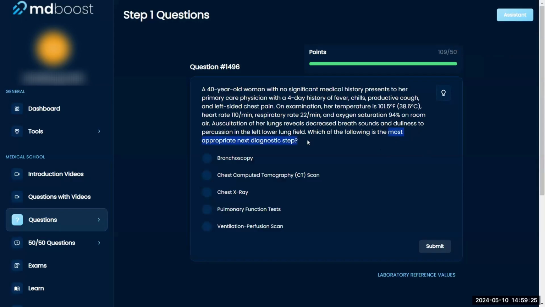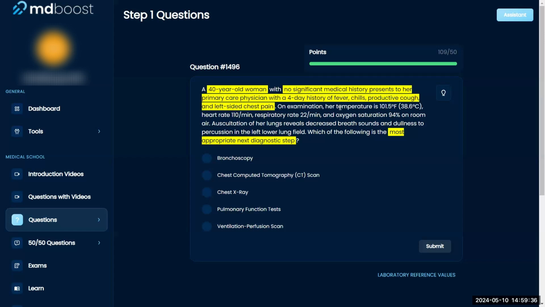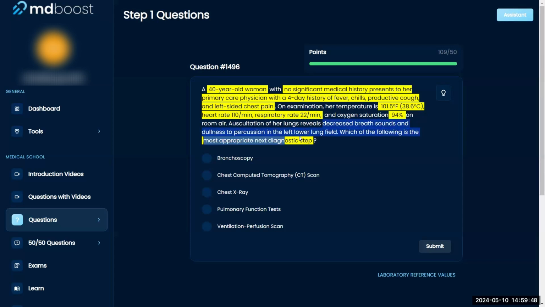Okay, which of the following is the most appropriate next diagnostic step? A 40-year-old woman with no significant medical history presents to her primary care physician with a 4-day history of fever, chills, productive cough and left-sided chest pain. On examination, her temperature is 101.5, heart rate 110, respiratory rate 22, and oxygen saturation on room air is 94. Auscultation of her lungs reveals decreased breath sounds and dullness to percussion in the left lower lung. Which of the following is the most appropriate next diagnostic step?